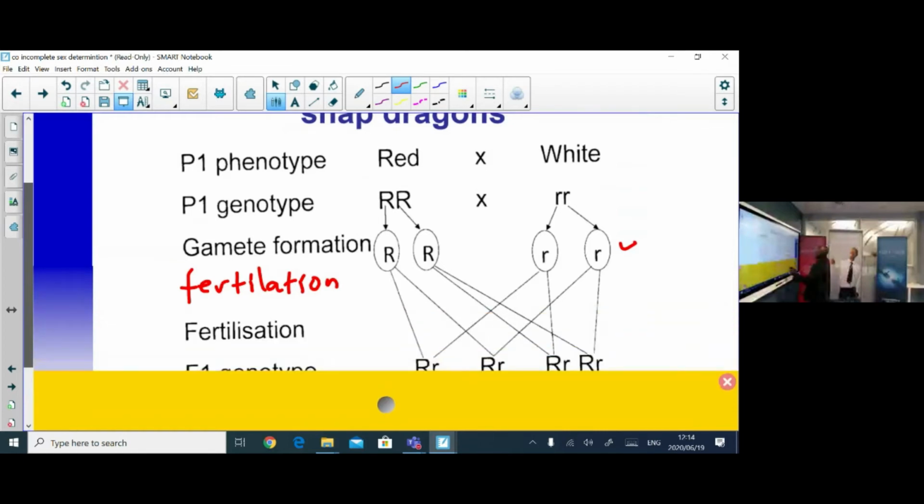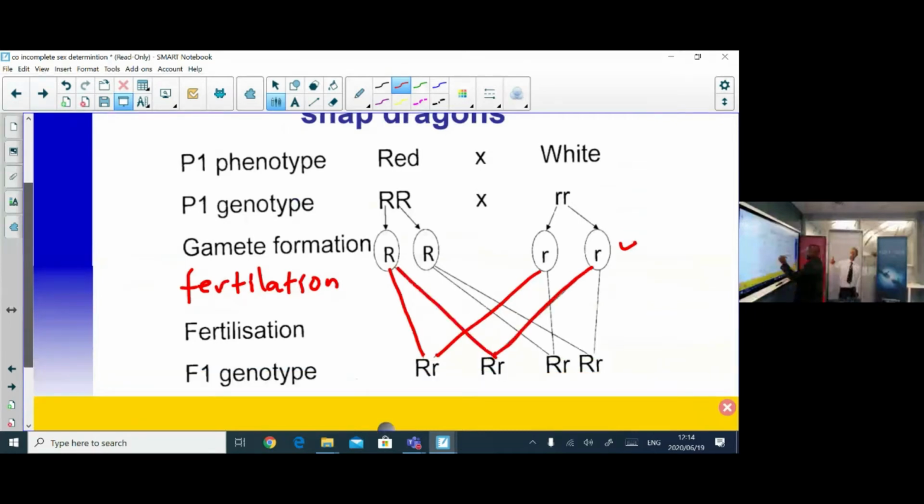Okay, let me just do them again with my red pen. Here it goes. There it goes. This one. Let me do it better. These are... and this one. We get R. This R and this one. Good. We have got a heterozygous situation.